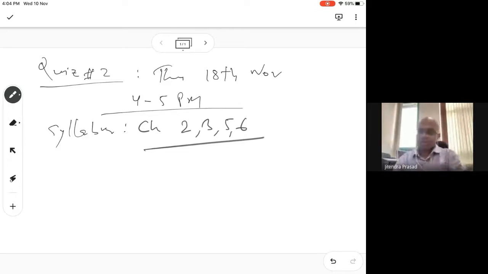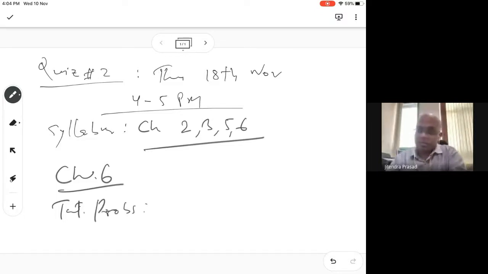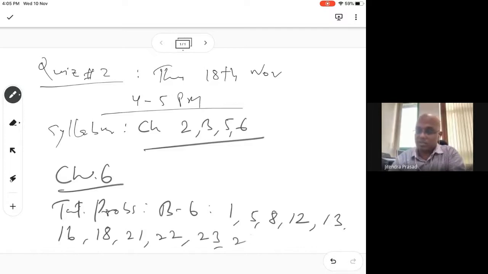We have tutorial chapter 6 and tutorial problems. We have B6, and then 1, 5, 8, 12, 13, 16, 18, 21, 22, 23, 28. So, varieties of problems. This chapter is on the root locus actually, so it's important because it's a new concept. Let's start with B6.1.